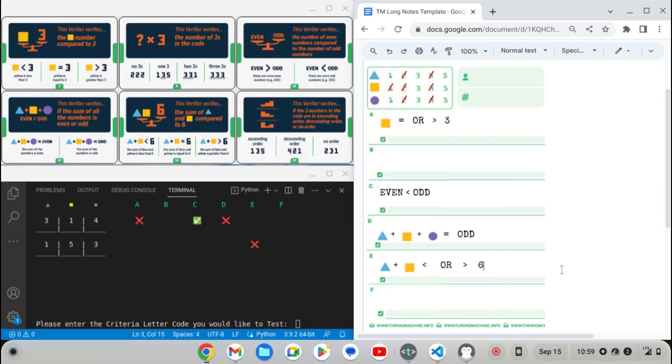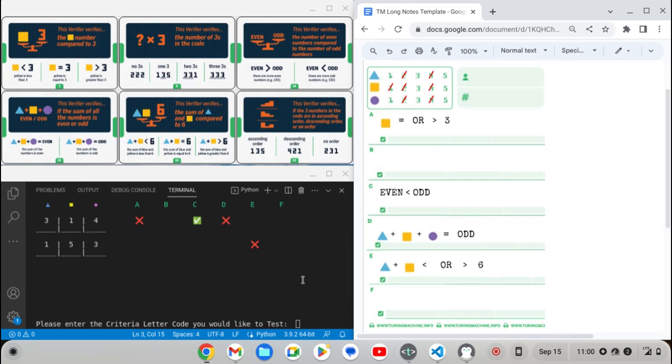Okay, so the sum is not 6, but can we actually eliminate anything? I don't think so, because there's still a lot of possibilities. 1 and 3 will add to something less than 6. 3 and 5 is greater, and 5 and 3 are greater. So I don't think we can actually cross out anything. We just need to avoid those scenarios. I don't know if we necessarily need to list out anything just yet.